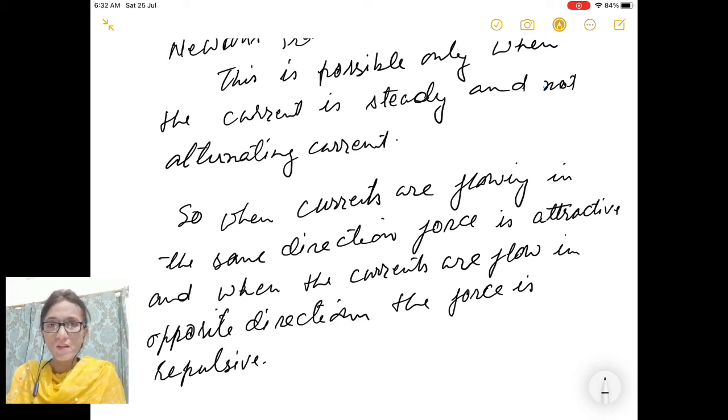So we found that unlike Coulomb's force, in which two similar charges repel each other and two dissimilar charges attract each other, here the case is different. Two similar currents, meaning two currents in the same direction, are attractive and two currents in opposite directions are repulsive.